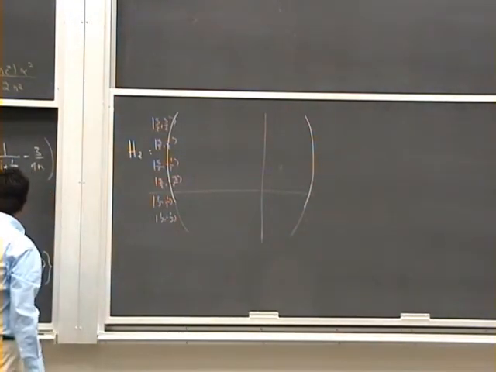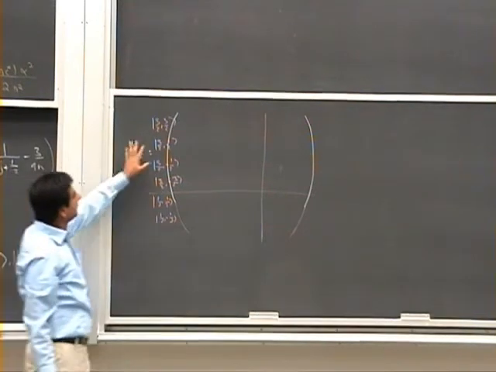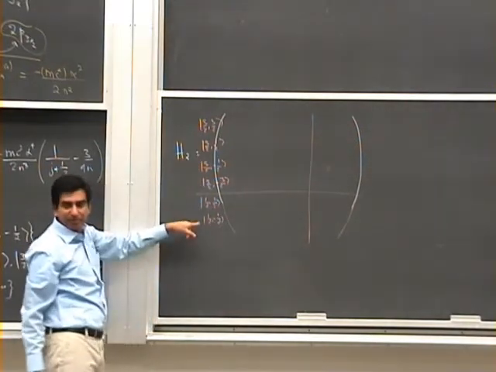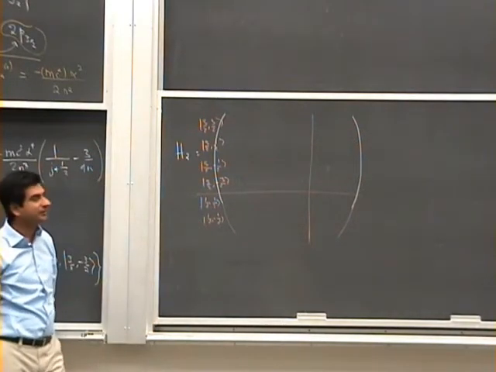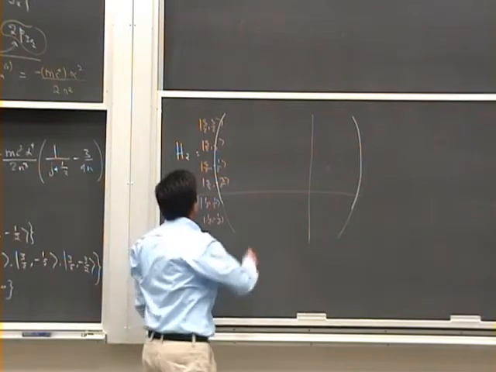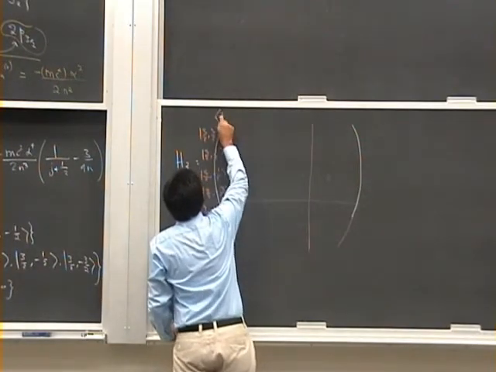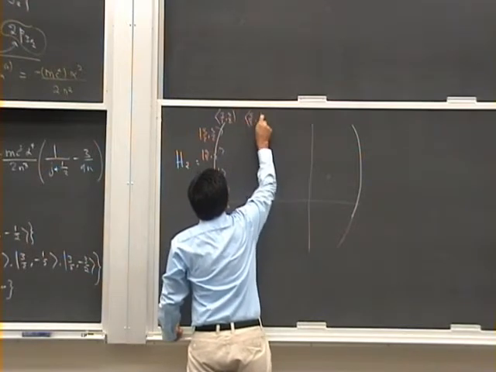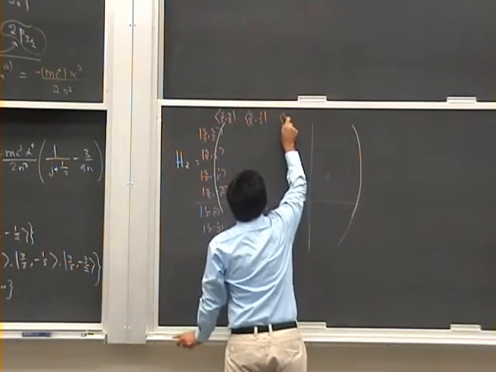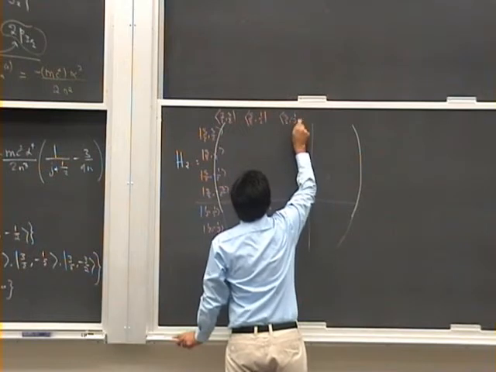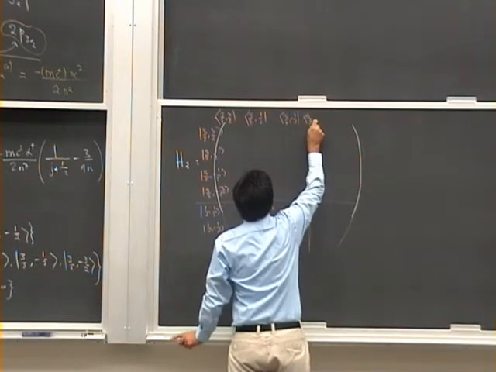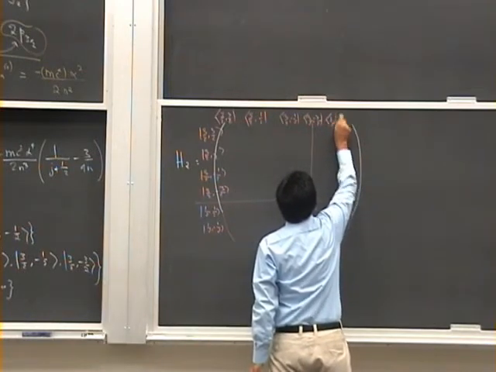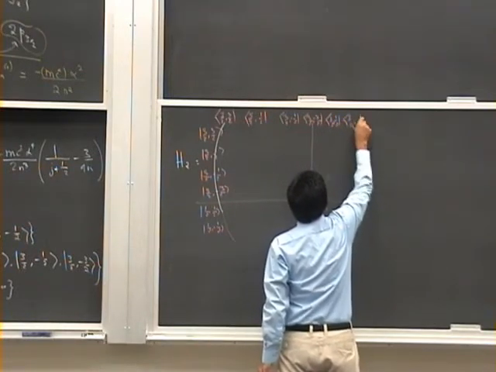So this is the n equals 2 subspace, and the first four rows correspond to j equals 3/2, and the bottom two rows correspond to j equals 1/2. And how do I label the columns? I label them in the same order: 3/2, 3/2; 3/2, 1/2; 3/2, -1/2; 3/2, -3/2; 1/2, 1/2; 1/2, -1/2.